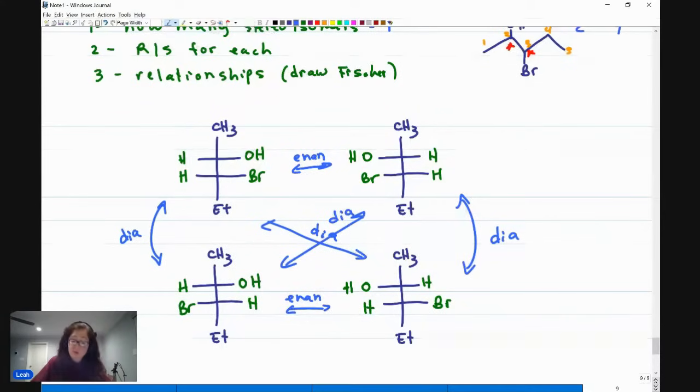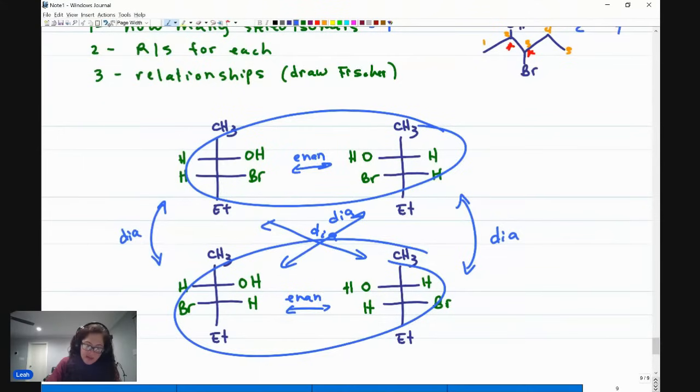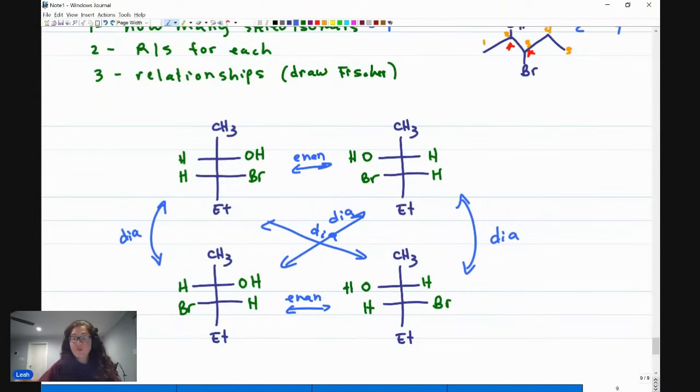And I still don't know which one is R, which one is S. And I don't have to. Much faster way to find the relationships, right? I have my enantiomers, and everything else is going to be diastereomers to each other. Now that I know the relationships, I can't forget that I'm still having to find R and S. Now, some professors will not ask you for R and S, so you are done. You're good to go. But if you do have to find R and S, now we're going to have to do it the long way.